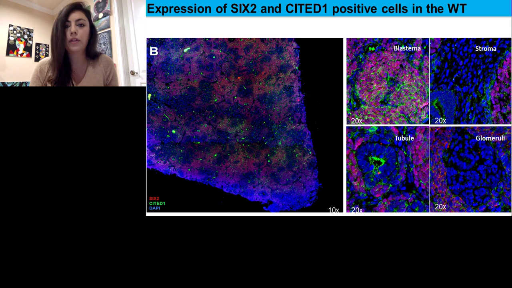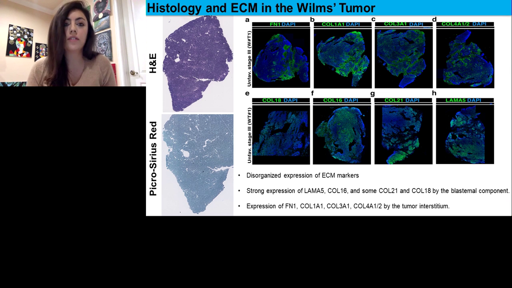So next, just to grasp a general concept, we wanted to look at the extracellular matrix composition of the Wilms tumor. First, we wanted to look at the histology, and we did, again, H&E and picrosirius red staining. And we could see that, unlike the human fetal kidney, it is a disorganized mesh of cells. And in particular, this tumor had a lot of blastema. That is why it has a lot of these uncharacterized structures.